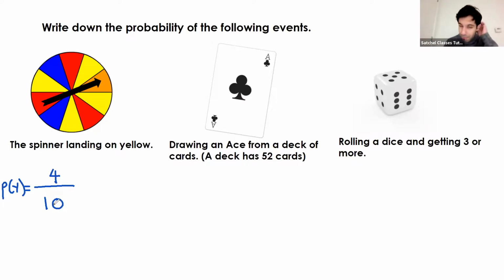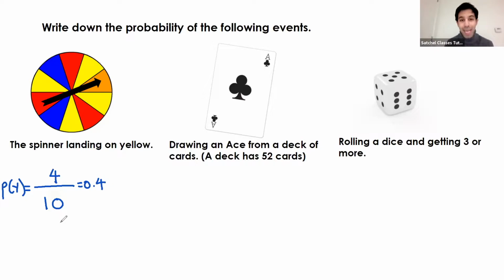Now, hopefully you're good at this. We can convert this into a percentage or a decimal. So 4 over 10 is the same as 4 divided by 10. A fraction is a division problem. So we can rewrite this as 0.4, or we can rewrite this as a percentage.